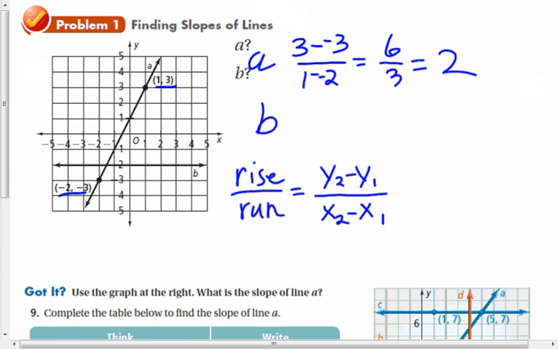For line B, you could pick any 2 points to find this if you wanted to use the slope formula. But a flat line has no slope, so I don't think we need to do the slope formula to understand that the slope is 0 for line B. All right, you try that.